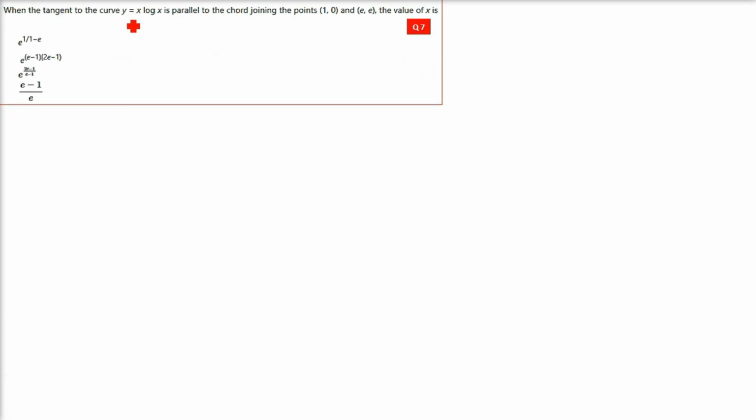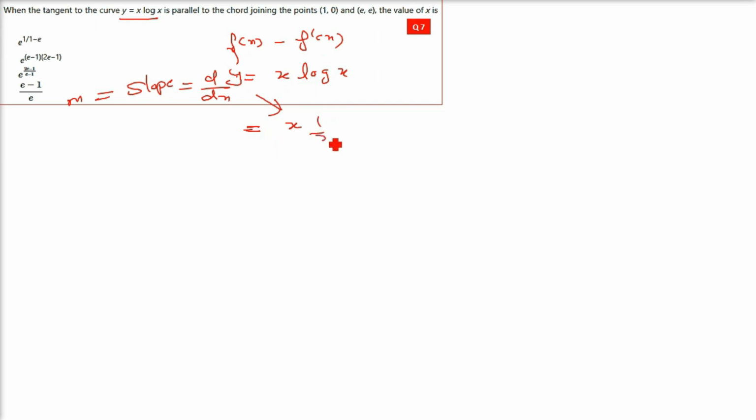When the tangent to the curve y is equal to x log x is parallel to the chord joining the points (1, 0) and (e, e), the value of x is. So we have a function, you can call it a function graph also, because a tangent has to be drawn, and that tangent has to be parallel to the chord joining these 2 points. So the main thing is, when you differentiate any function, you are going to get the slope, you are going to get the m, you are going to get the tan theta, the positive angle from the positive x-axis. So if you differentiate it, you are going to get f dash x. So let us find out f dash x first.